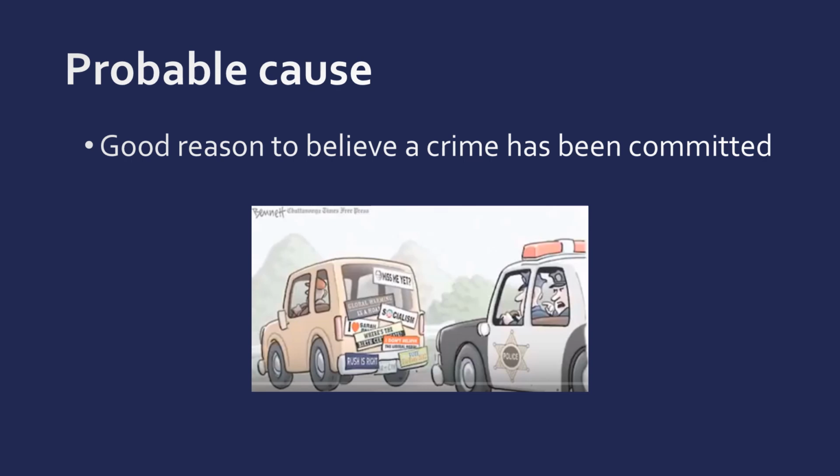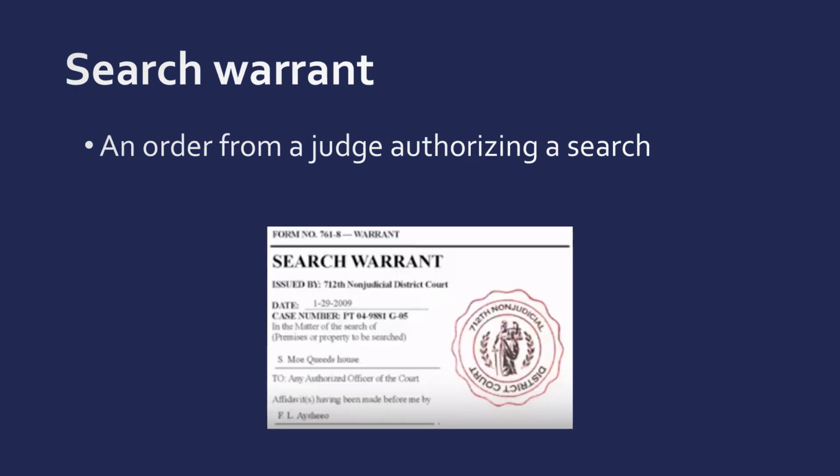So probable cause is one reason that police officers can search you legally or reasonably. Search warrant and consent are the other two reasons. Probable cause is a terrible definition, but it's the best I have for you. Probable cause is good reason to believe a crime has been committed. So if the officer has good reason to believe a crime has been committed, he or she can legally search you. They can also search you if they have a search warrant. A search warrant is an order from a judge validating or allowing a search to take place.